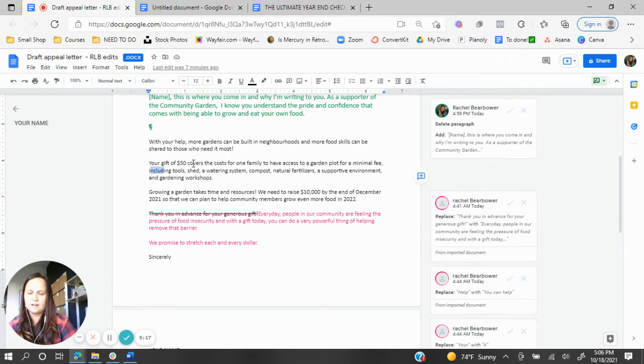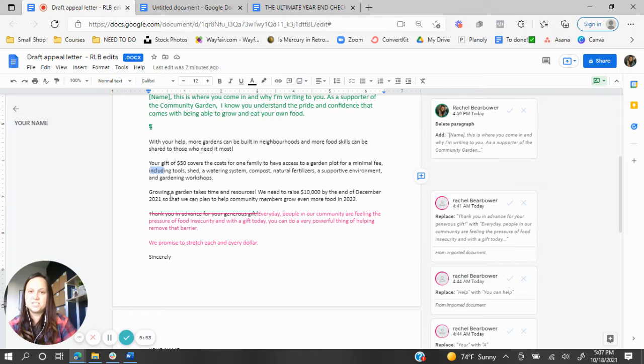Okay, so then this next paragraph right here is your offer. Remember, a good offer is human size, meaning it's about one thing. So something that is one animal, one family, one person. So "your gift of $50 covers the cost of one family to have access to a garden plot for a minimal fee, including tools, shed, water system, compost, natural fertilizers, a supportive environment, and gardening workshops." Okay, amazing.